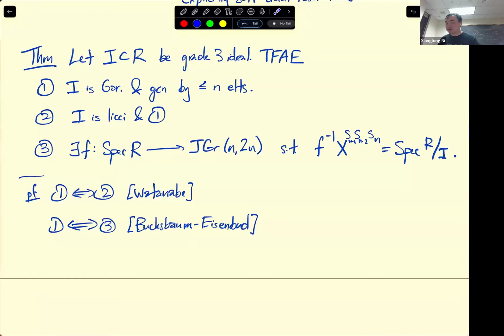So statement 3 is really just saying that your ideal I is generated by the submaximal Pfaffians of a skew matrix. What's also interesting is that in this statement, I don't assume that n is odd. Actually, the statement is true even if n is even. It just happens that if you unpack statement 3, you'll find that the local defining equations always are just going to be generated by an odd number of elements.